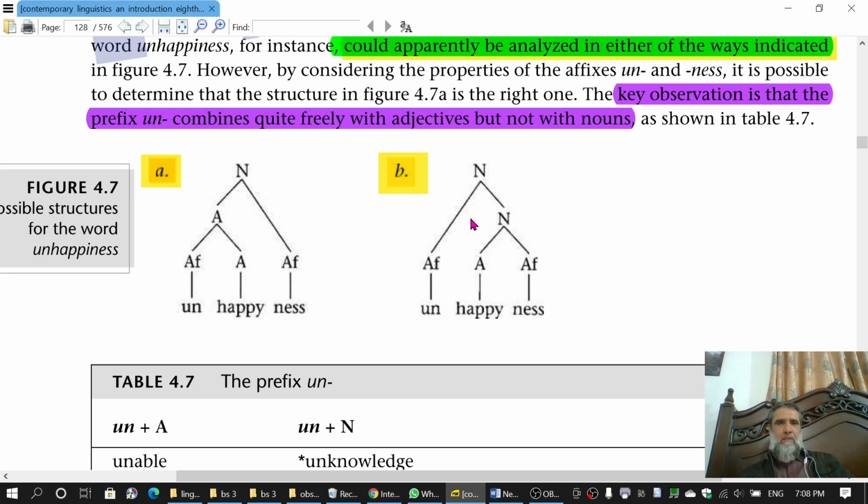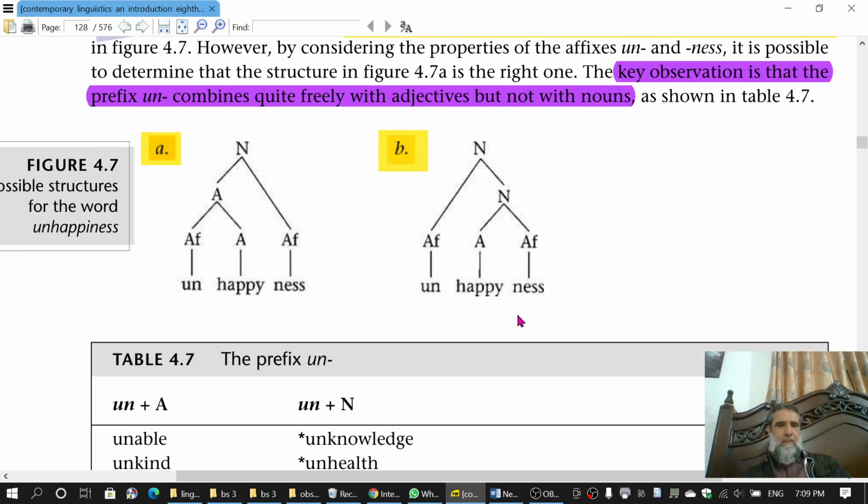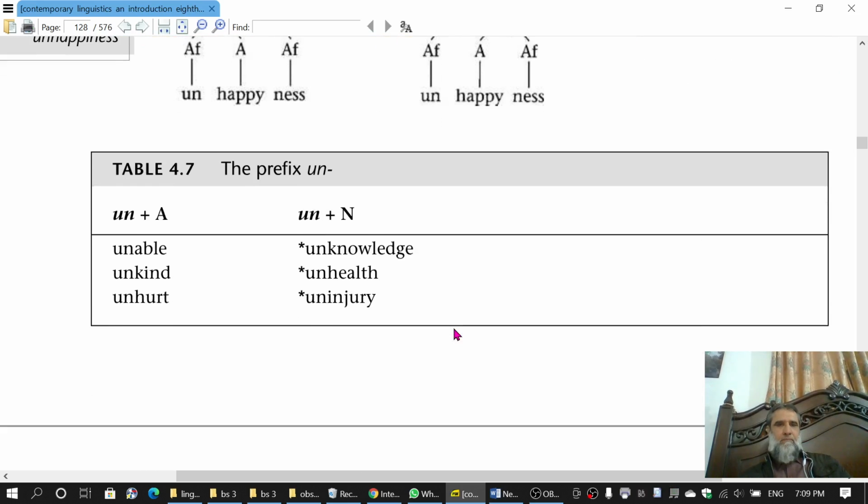However, this tree diagram shows a different idea, that first we add ness with happy, that is, happy is the root. With happy, we join this suffix ness, converting it into happiness. And after this happiness, we added the un affix with it, converting it into unhappiness. So you see the difference here. The difference is that un is attached with happy first in this diagram. Un is attached with happiness in this diagram. With happy in this diagram and with happiness in this diagram. So there is a little change then. So you can add this idea to it.